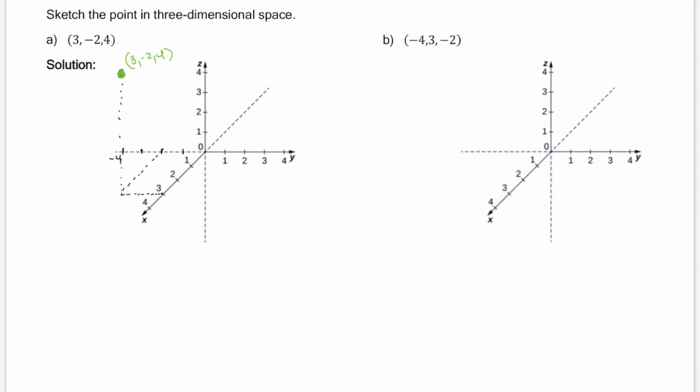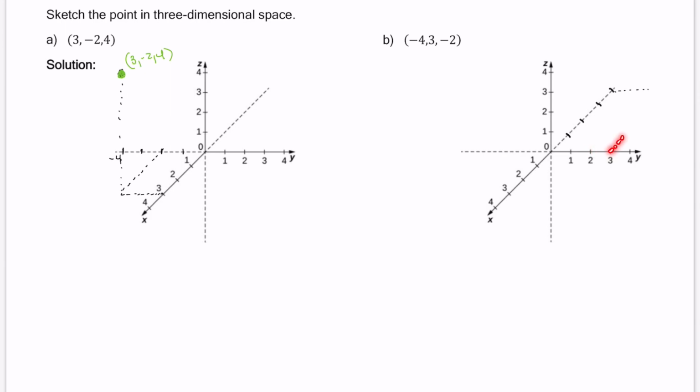Let's look at example B. And on example B, I'm going to do the same thing. I'm going to find -4 along the x-axis. So let me mark out 1, 2, 3. Here's -4. I'm going to draw my line from -4 parallel to the y-axis. And I'm going in the positive y direction since my next value is 3. And 3 is here.